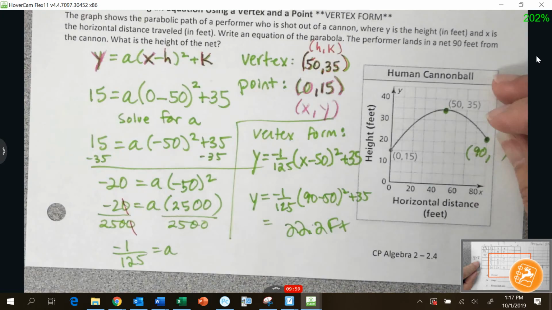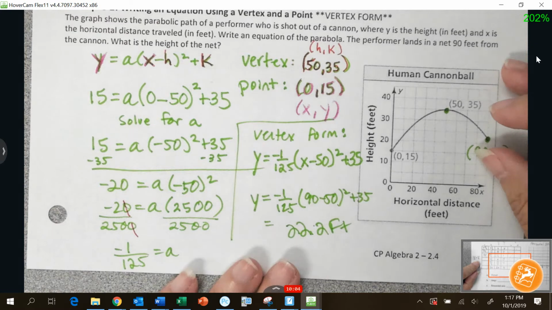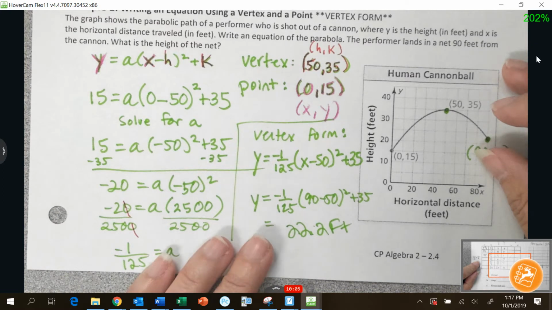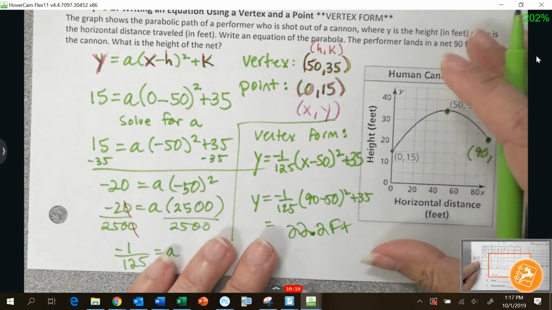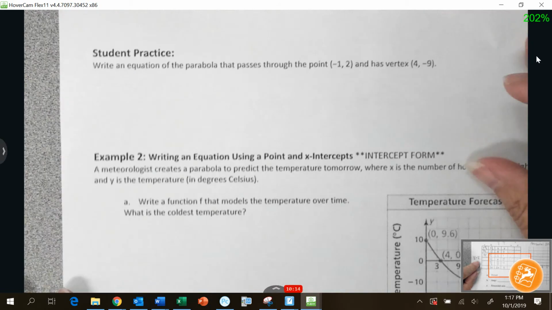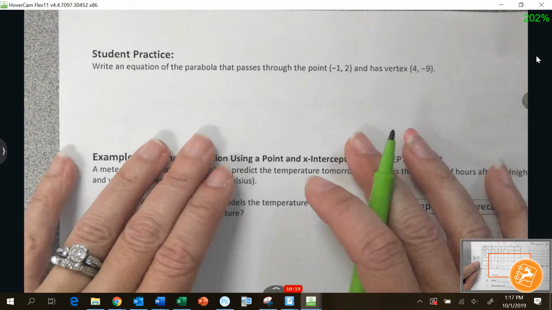Did you do that squared or is it just? It's not area, so it's just feet. It's length, it's just feet. Okay, so that is how you do vertex form. Oh, what's this? A student practice. Now this one doesn't have a real life situation.